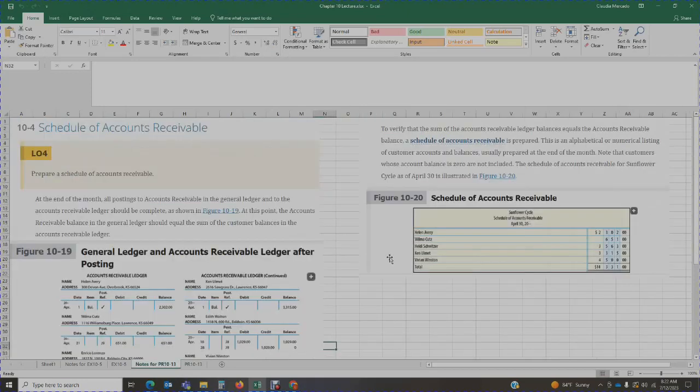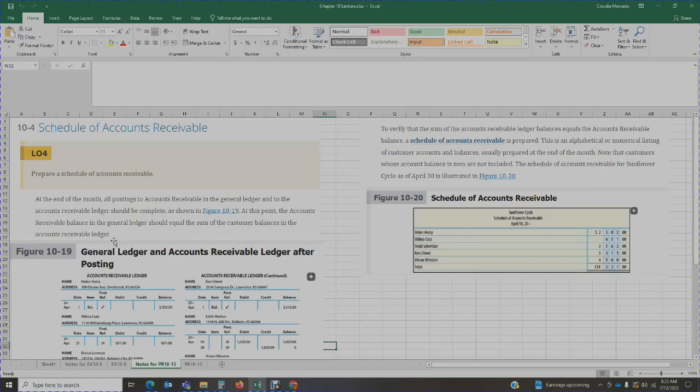So, what is a schedule of accounts receivable? This information is provided in your ebook. Basically, a schedule of accounts receivable is a summary, a listing of all of the people that owe us money. At the end of the month, all postings to the accounts receivable in the general ledger and to the accounts receivable ledger should be complete. At this point, the accounts receivable balance in the general ledger should equal the sum of the customer balances in the accounts receivable ledgers.